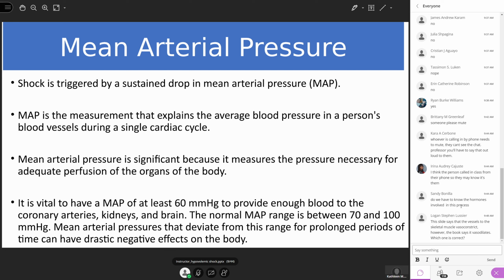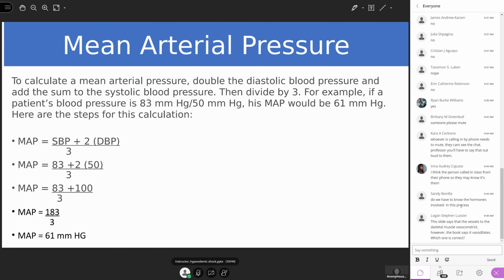So if you see anything less than 70, you know that the body is not being perfused as well as it should be. Okay, so that's the big takeaway about this: that it measures the average blood pressure, and that you want it to be between 70 and 100. And if it's below 70, you know that the body is not being adequately perfused.